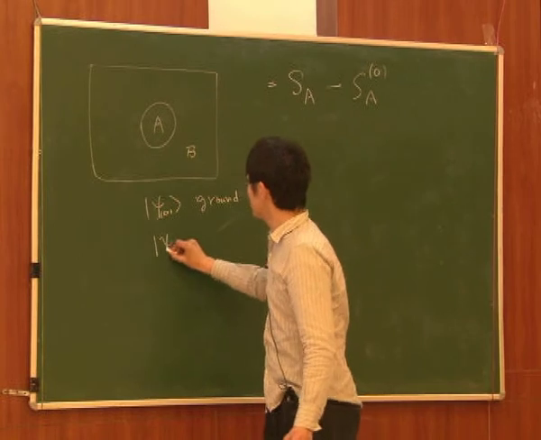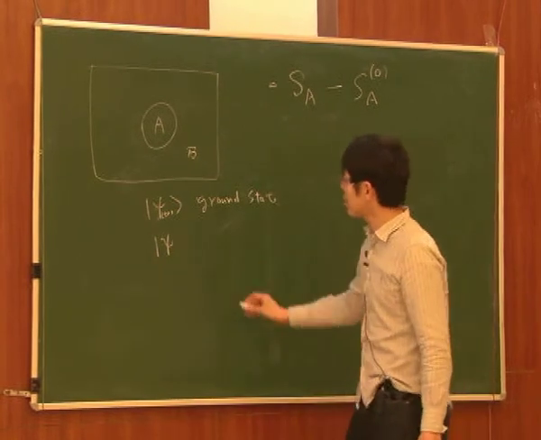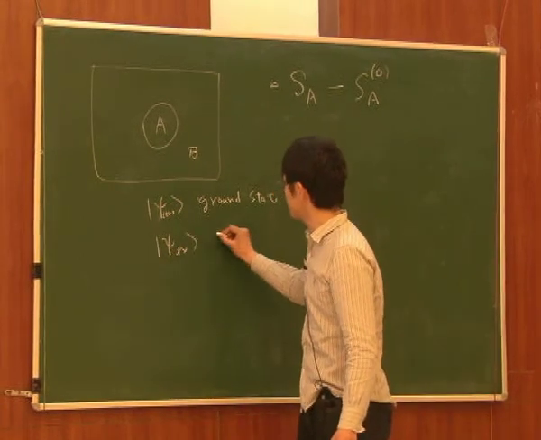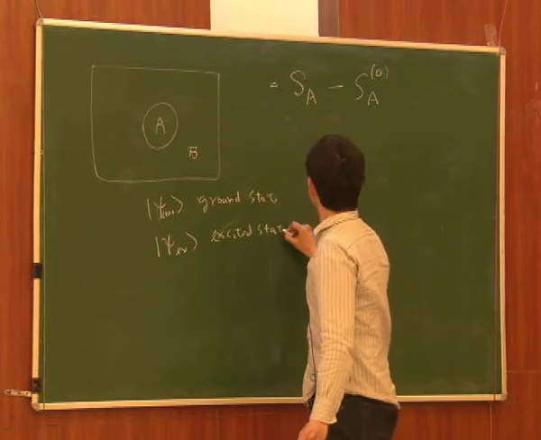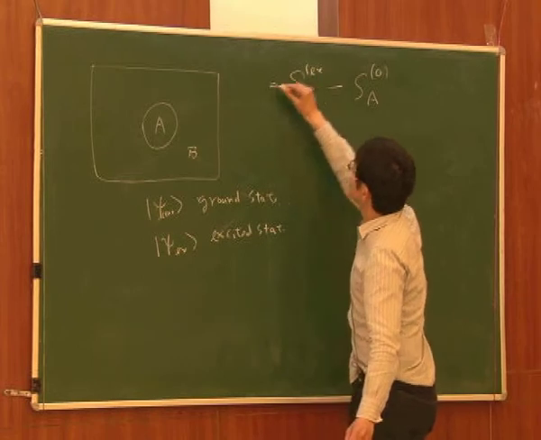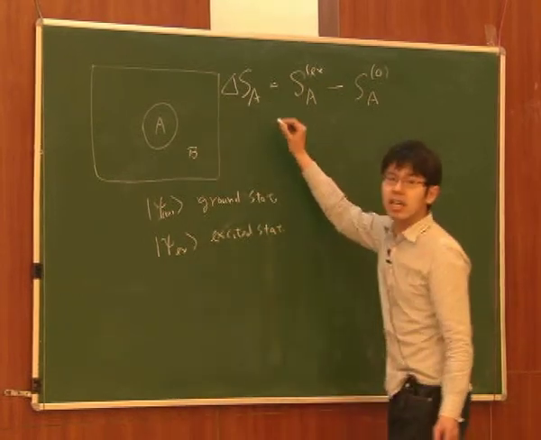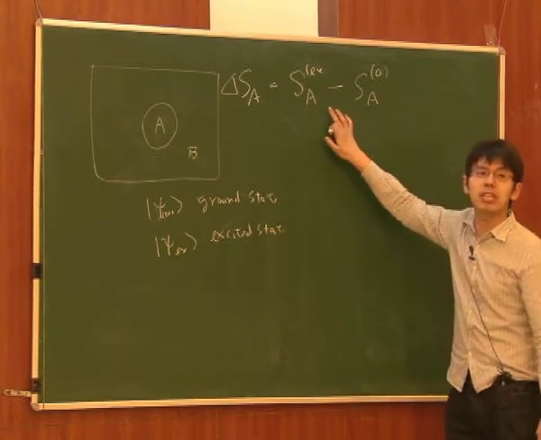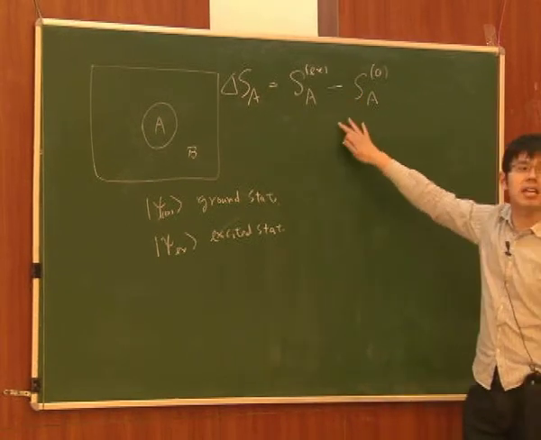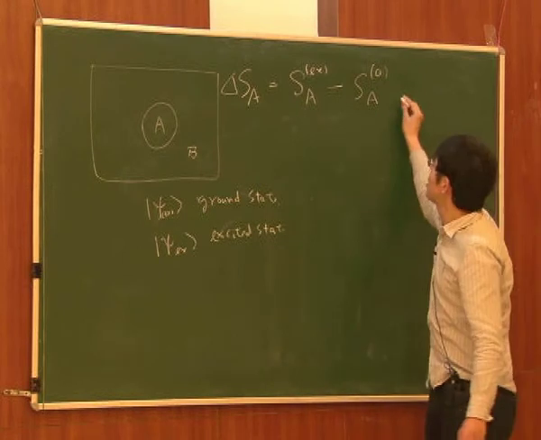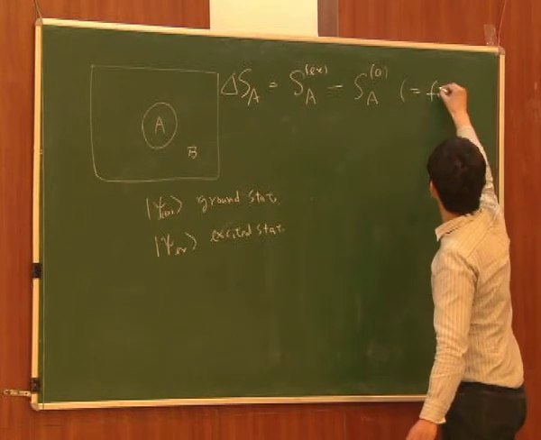We are also interested in the excited state, so we compute this entropy for the excited state and take the difference. We call this delta S_A. The nice thing about this quantity is that both entropies have a UV divergence proportional to the area of the divergence, but they cancel out, and this is a finite quantity.